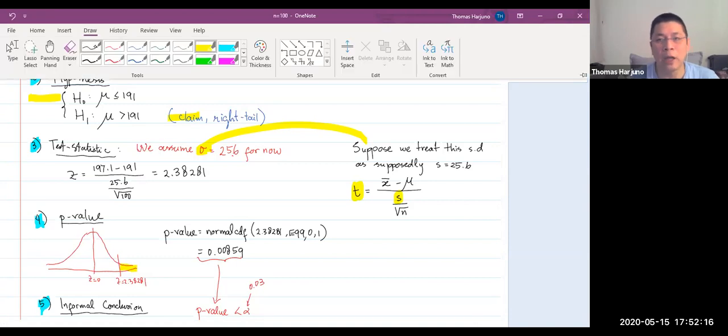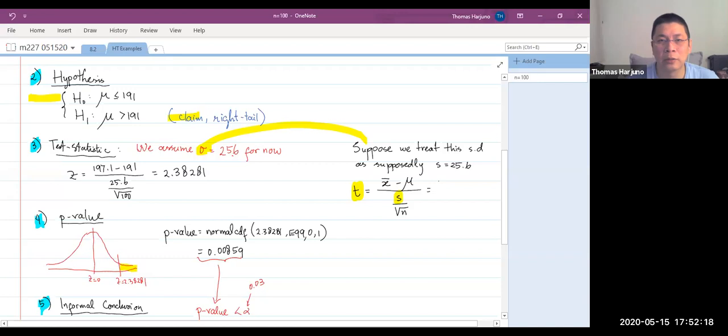Now when I compute that, believe it or not, you'll get the same value. Don't you think so? But it's not a z score anymore, that's a t score: 2.38281. That's what will happen in our test, step 3.